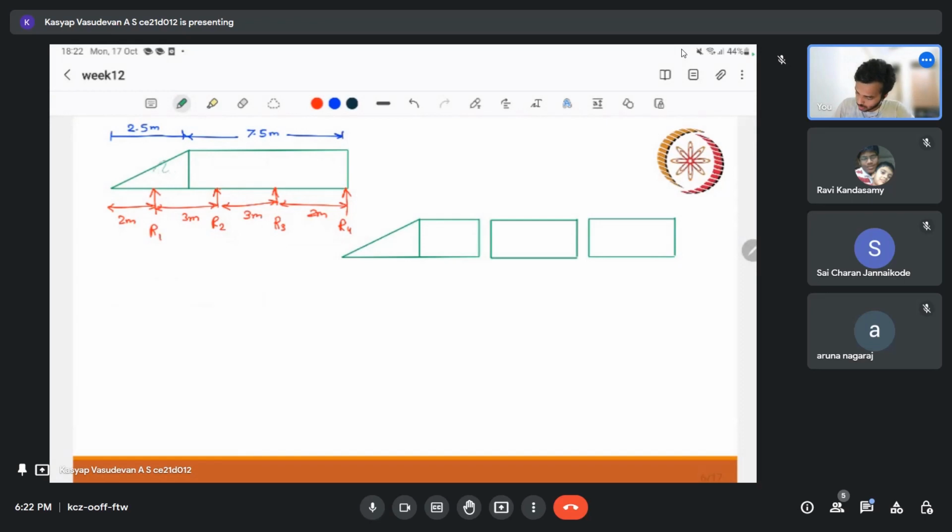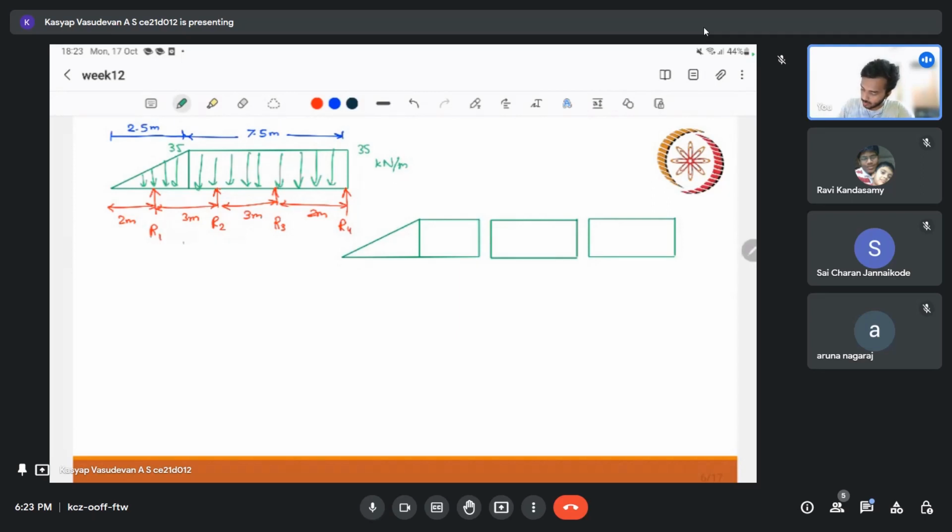So this will be loads, a UVL and a UDL we have, and the magnitude of this load is 35 kN per meter, considering 1 meter length. So we have 35. Okay, so that's it. I'm going to break this into three different spans.